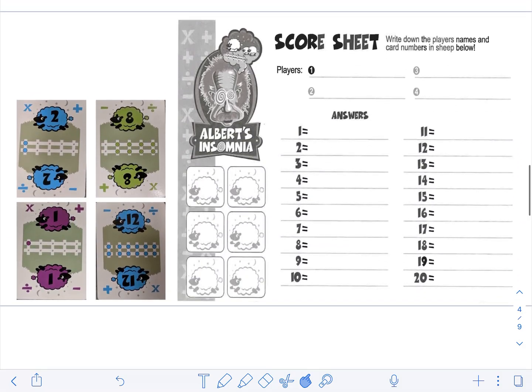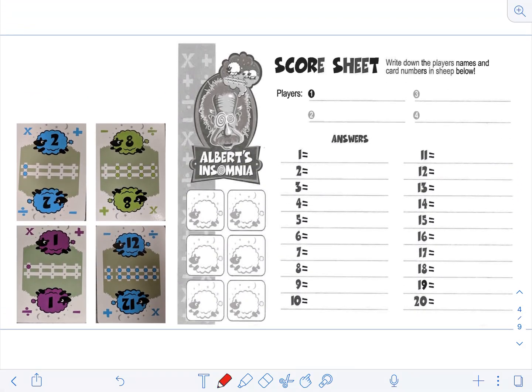So we have these cards. Now, our numbers are 2, 8, 1, and 12. How can we use at least 2 of those numbers to get 1? That's the question. Oh, don't forget, you got to fill out the score sheet.